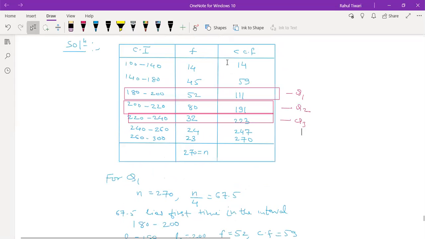The value will lie in the middle class, sir. Exactly. That means you are wrong. Why are you wrong? Because you may understand that this Q3 is occurring in this interval. So whatever your Q3 answer comes out to be, it always lies between 220 and 240. It can't be below that and can't be above that.